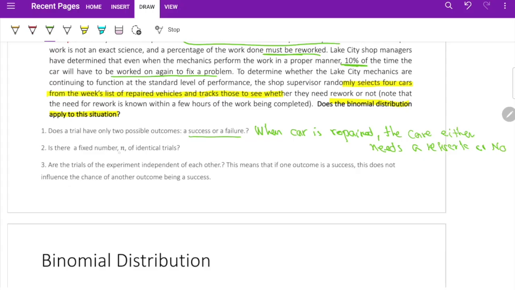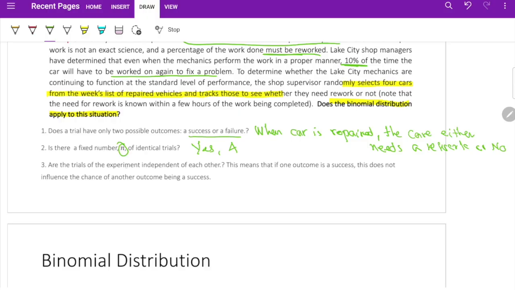Is there a fixed number of identical trials? Yes, we selected 4 cars randomly. So yes. We did not do this for 1 or 2. We do have a fixed number of identical trials, which is 4 randomly picked cars, right?